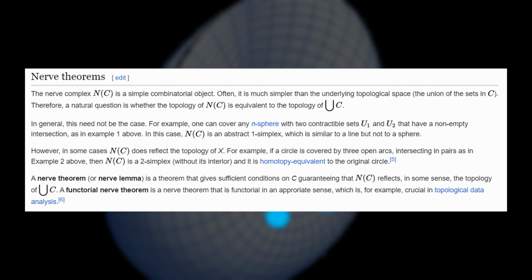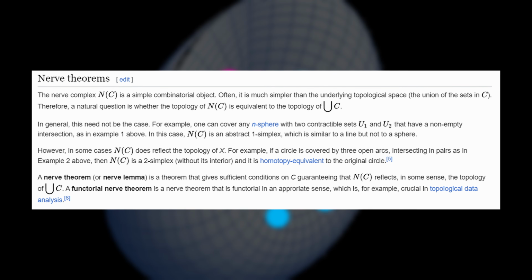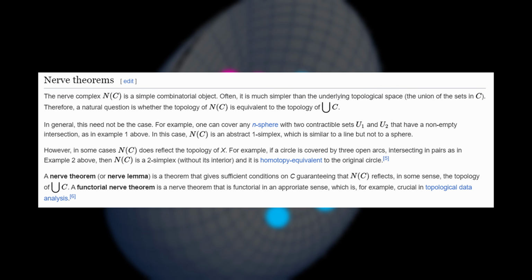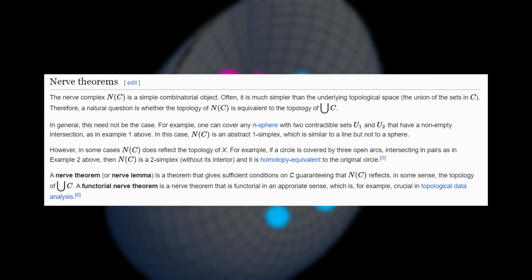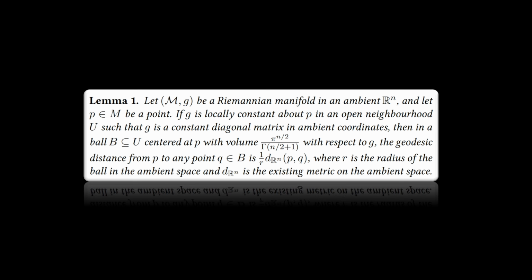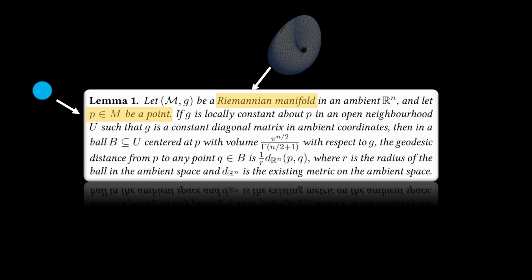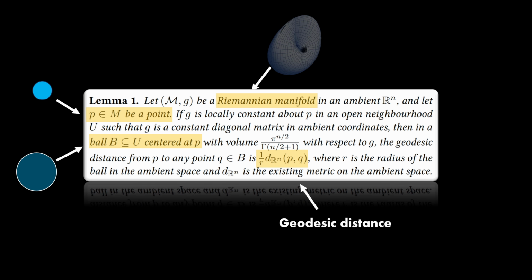If the data is uniformly distributed on the manifold, a simplicial complex of the cover of the data will approximate the manifold correctly. All of what we've just seen is also formulated mathematically in the paper in Lemma 1. Given a Riemannian manifold in an ambient space and given a bunch of locally constant points P, we can approximate the geodesic distance using balls centered at each point.